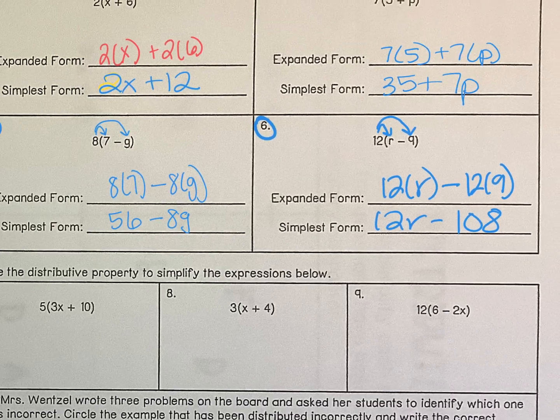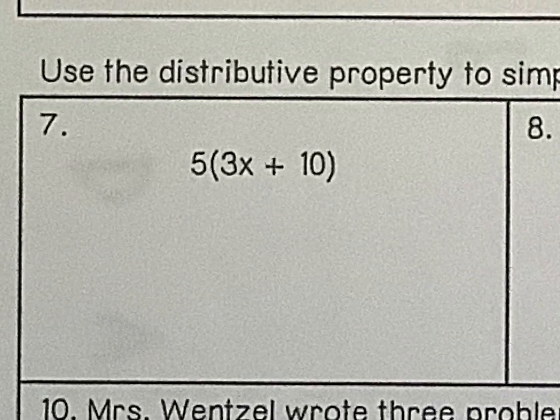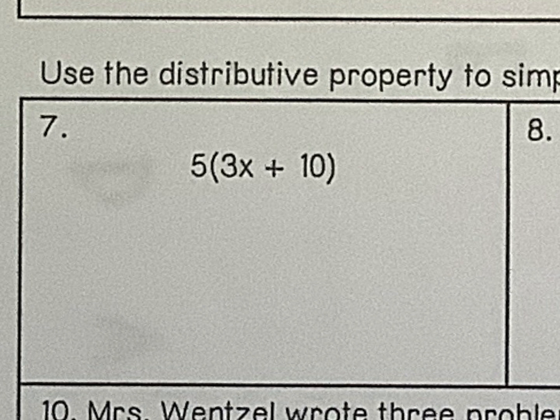Okay, I hope you got those correct. Let's try this one. We're going to try this one because this one's a little bit different. The 5 is being multiplied on the outside, and you have to distribute that 5 to everything inside of there.